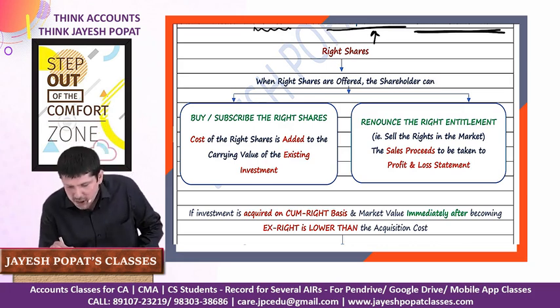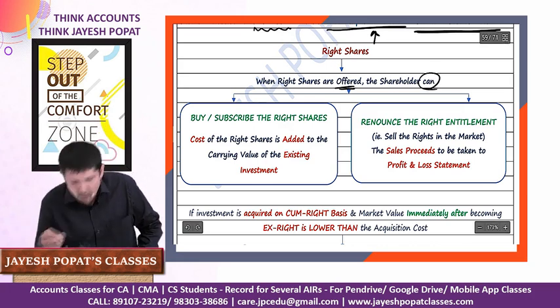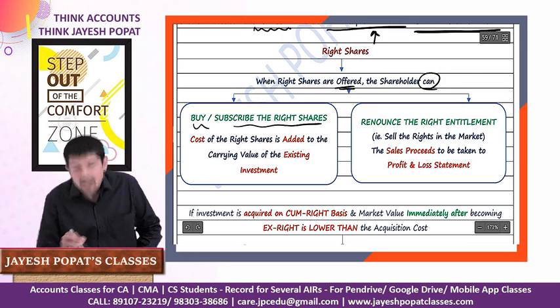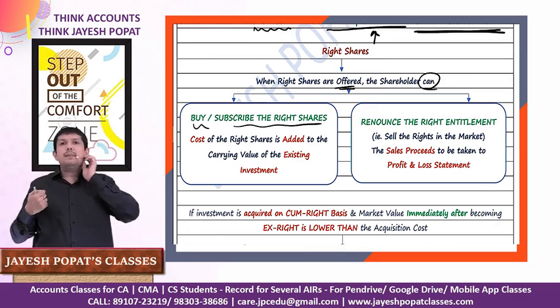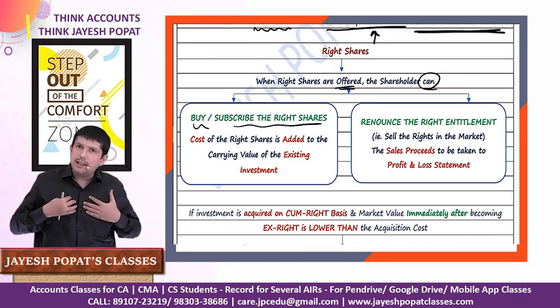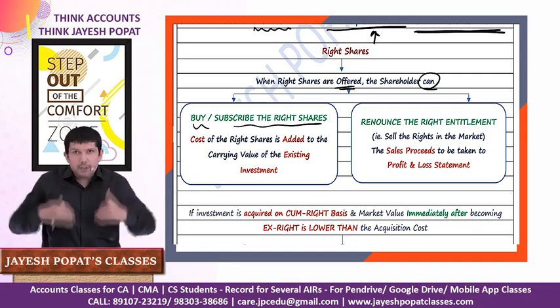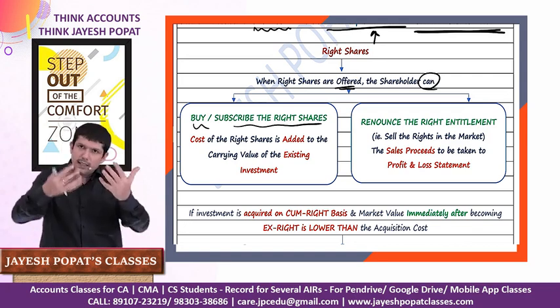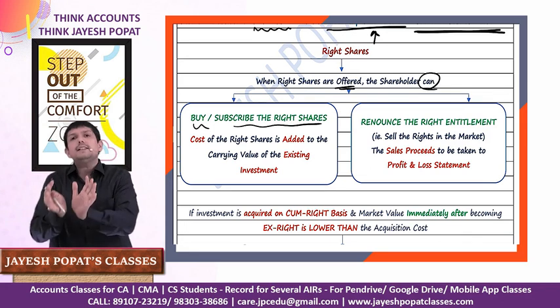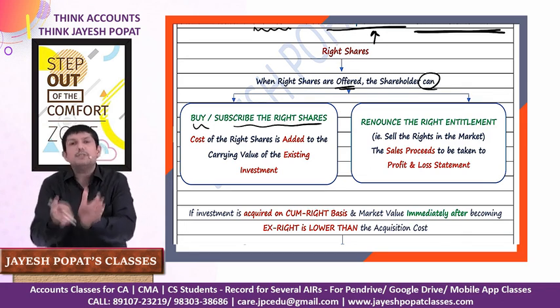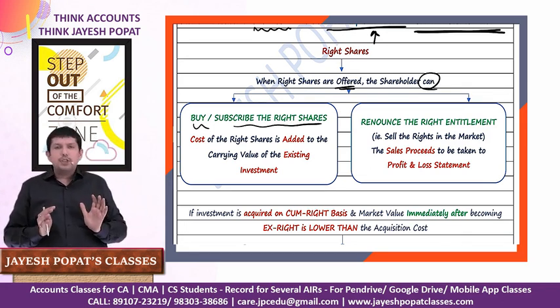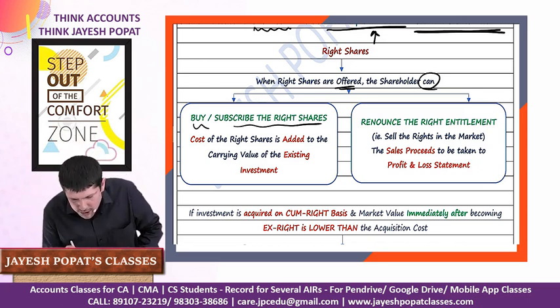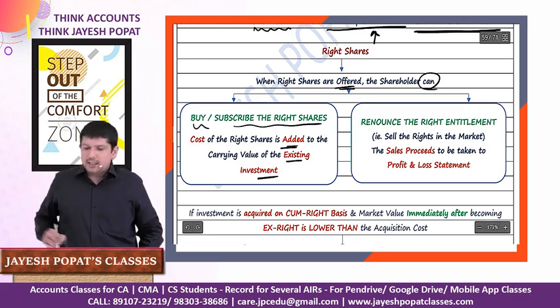So when right shares are offered, the shareholder can buy or subscribe to the right shares. If I am buying or subscribing to the right shares, I am originally holding the shares of the company. By virtue of this existing holding, the company is giving me right shares. So when I am buying these right shares, the cost of these right shares will be added to the cost of my original holding. The cost of this right share is added to the carrying value of the existing investment.